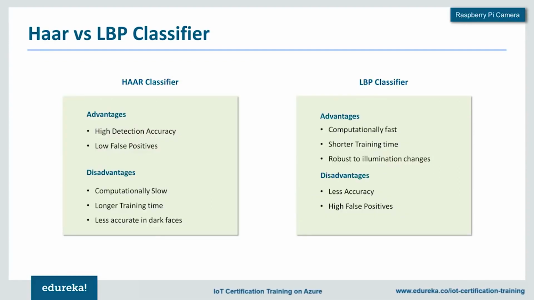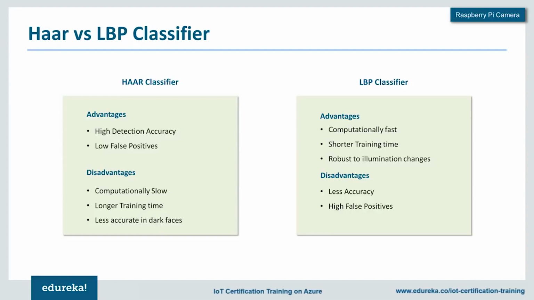Now as we have discussed, both of them have an advantage and a disadvantage. Talking about the HAR classifier, it has a very high accuracy when it comes to face detection, and quite minimal false positives. But the challenge is that the computational time is quite slow, and the training time is quite long as well. Even in dark segments it's not quite accurate, because it requires high clarity of the images or the scanning area that it takes into picture.